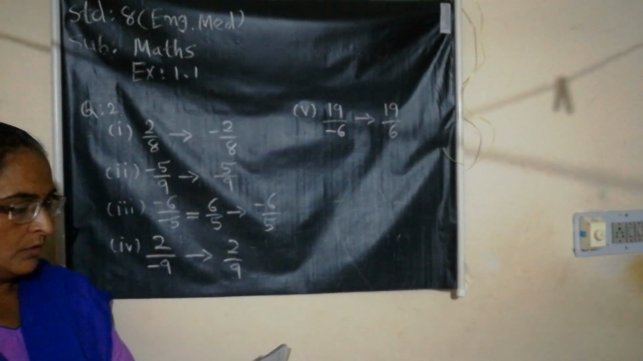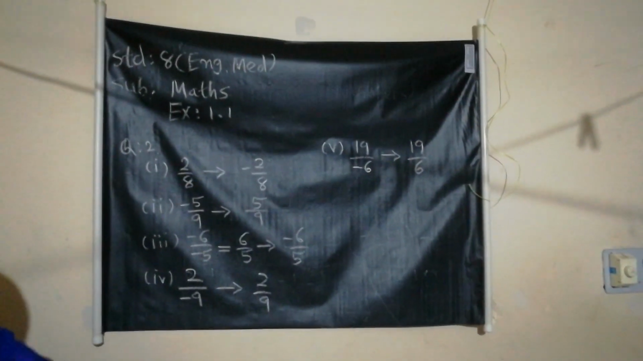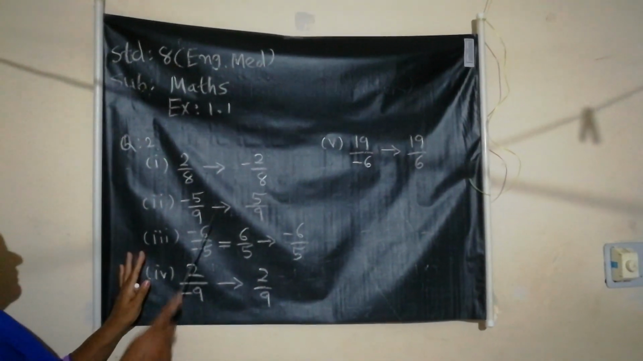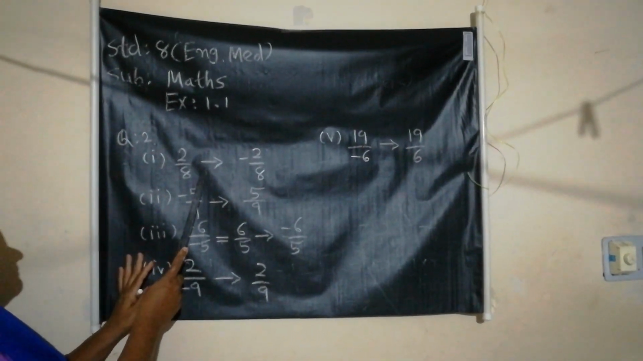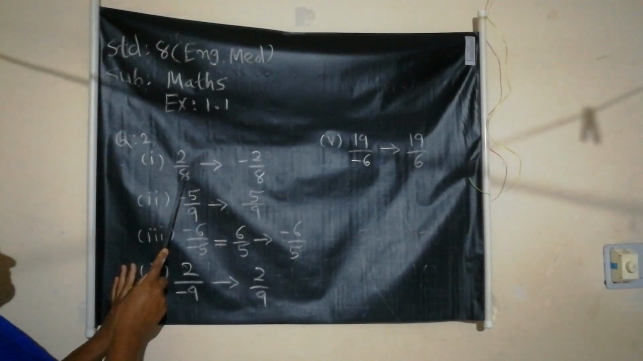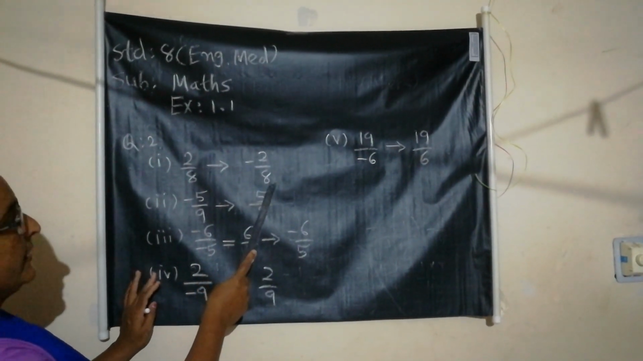Question number 2. Write the additive inverse of each of the following. You have to write the additive inverse. Therefore, the number will remain the same but the sign will be opposite. First is 2 upon 8. This is a positive number. Therefore, the additive inverse of this number is negative 2 upon 8.